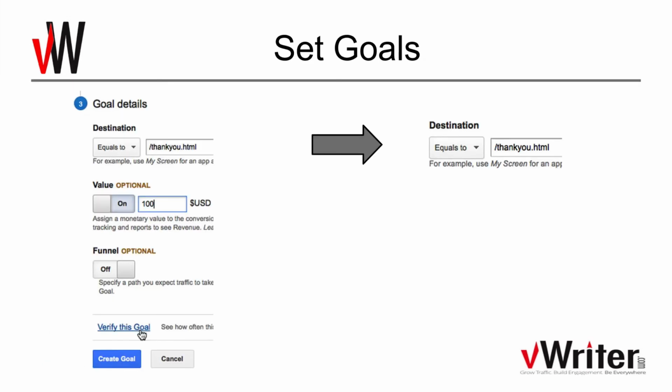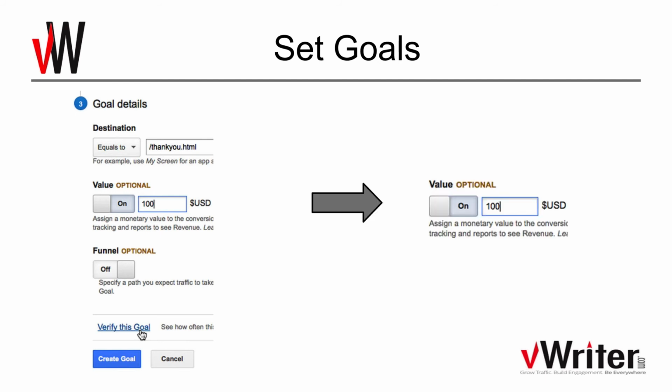So in terms of the destination, you may just enter your thank you page URL. If you do select the equals to option, that means that there won't be anything else on the end of that URL, at the end of that link, so there won't be extra data. If there is extra data, then just pick the next option down.